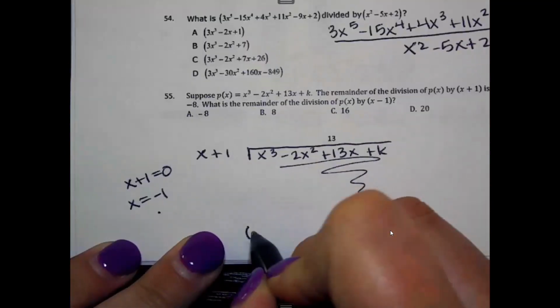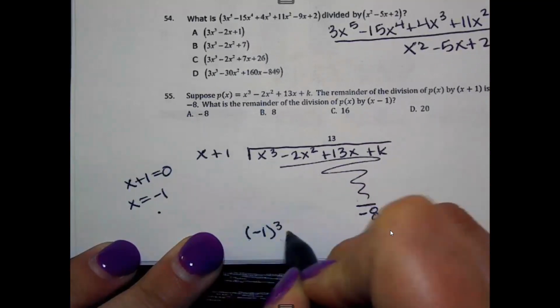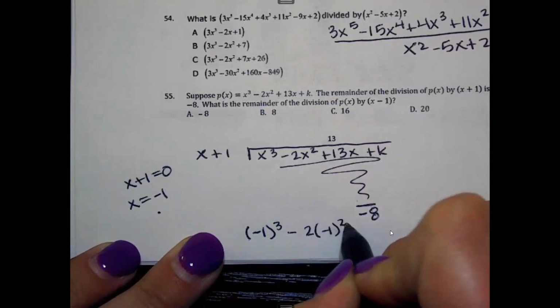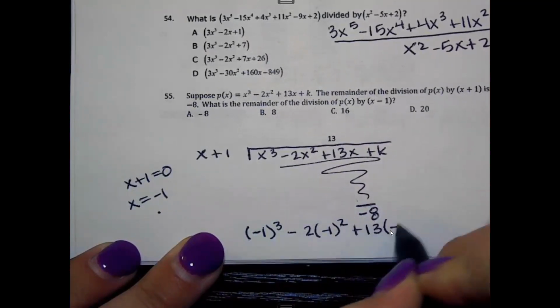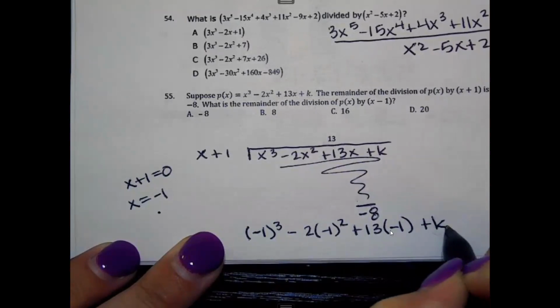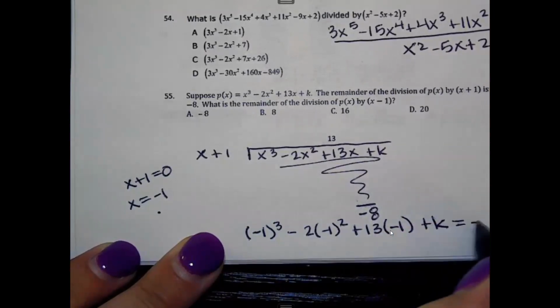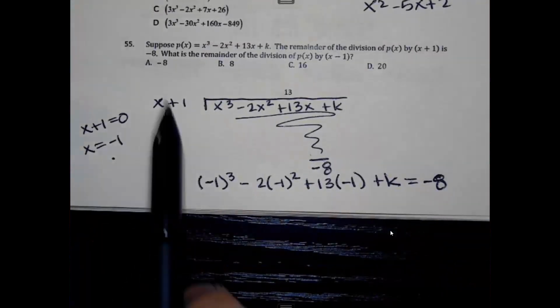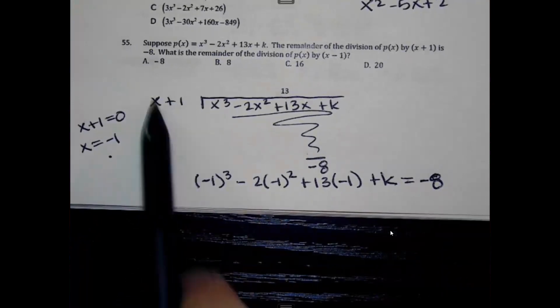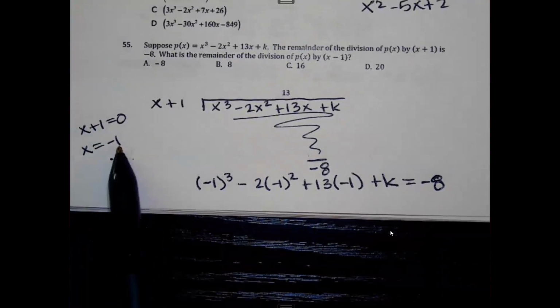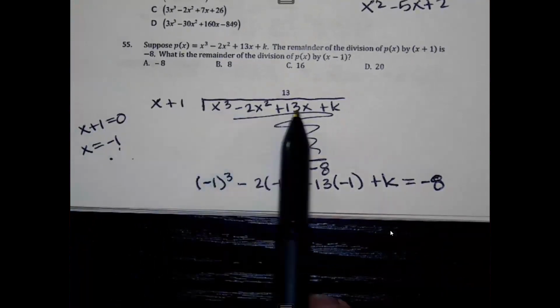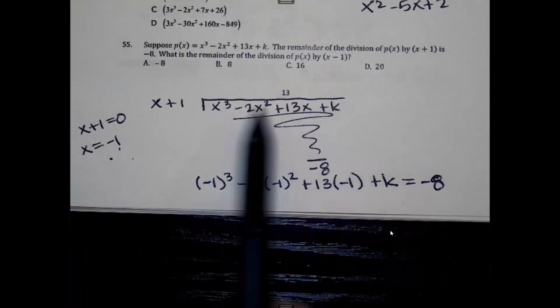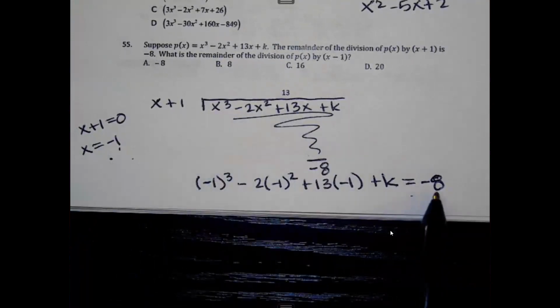So we're going to do -1 to the third minus 2 times -1 squared plus 13 times -1 plus K. And when we plug in all those -1s, it's going to give us -8 because it always gives you the remainder. So when you take the opposite of this factor, set it equal to 0 and solve it and you get -1, when you plug that into the function that you're dividing, you get the remainder as an answer. So I'm just going to do that and see what I get real quick.